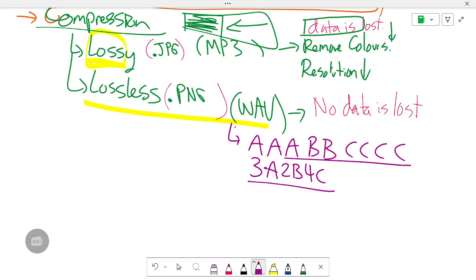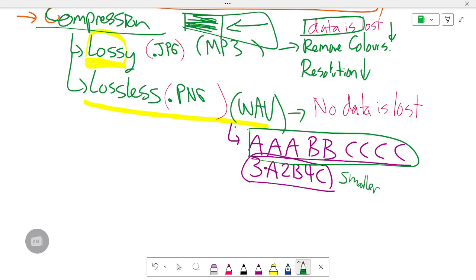Is this data smaller? This has how much data there? I have 1, 2, 3, 4, 5, 6, 7, 8, 9 data. How many data is here? 6 data. Is this smaller? I think it's smaller. Yes. And this is how it worked. Did I lose any information? No. And so this is how it is. Lossless uses math. It uses an algorithm.